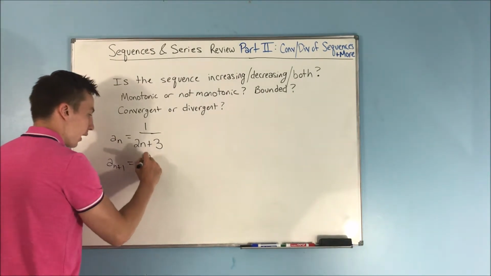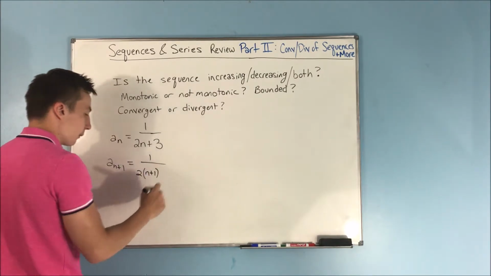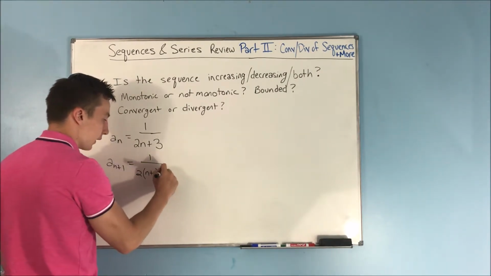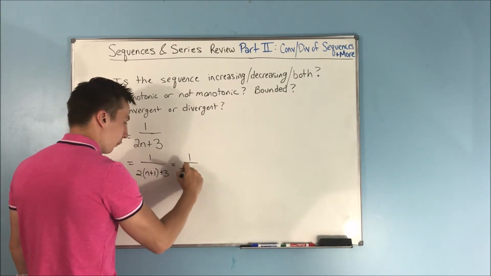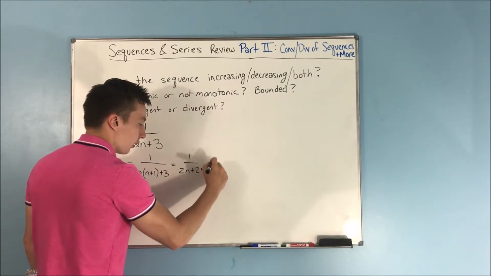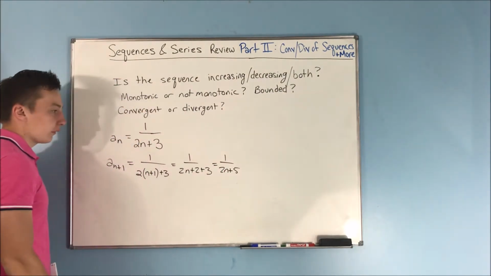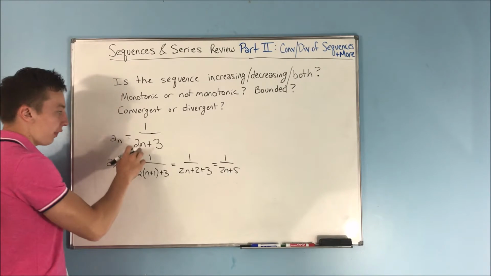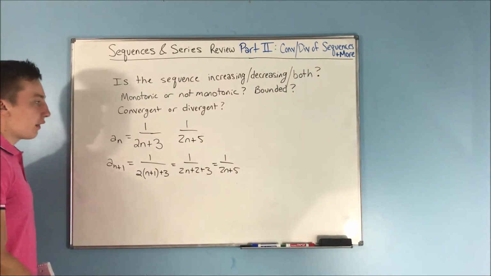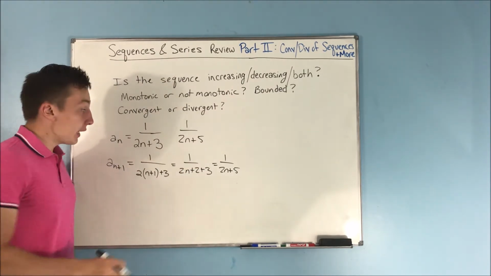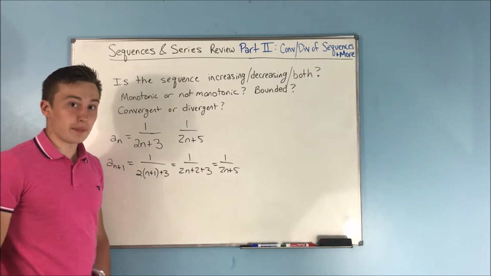So if I plug in n plus 1 for n in our actual sequence, we have 1 over 2 times n plus 1 plus 3. And that's going to be equal to 1 over 2n plus 2 plus 3, which is equal to 1 over 2n plus 5. So, compare this to 1 over 2n plus 3. Okay, this is our a sub n plus 1. Is this greater than or less than our 1 over 2n plus 3?